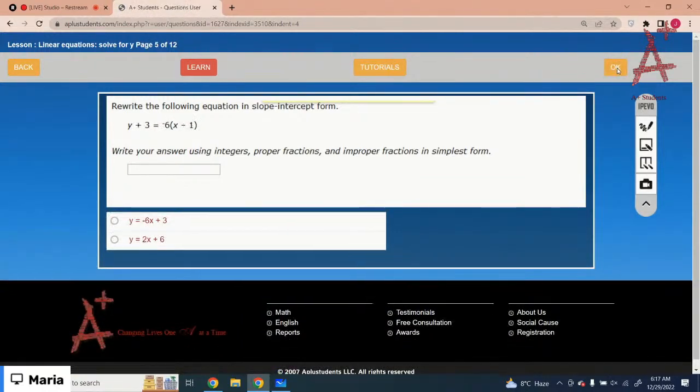Okay, the next one is rewrite the following equation in slope intercept form. So which of the equations is the correct one? Just solve the question in your notebook and let me know the answer.